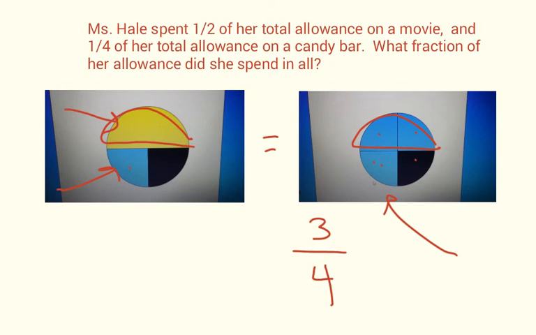Hopefully this has helped you to add fractions that have a denominator or a bottom number that is different from the one you are adding, and you know how to find equivalent fractions to find the correct answer. Good luck!